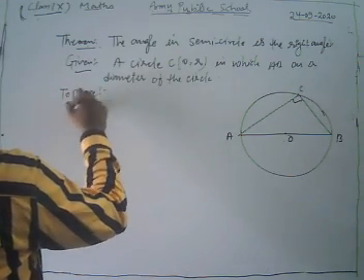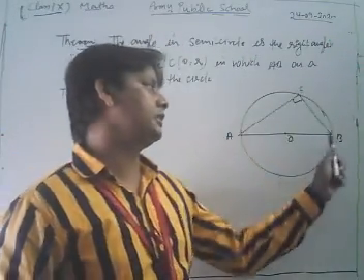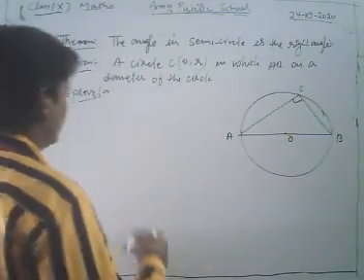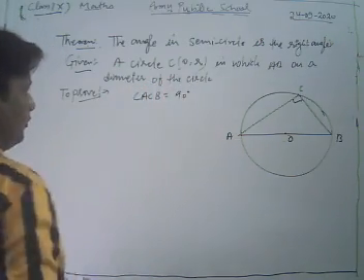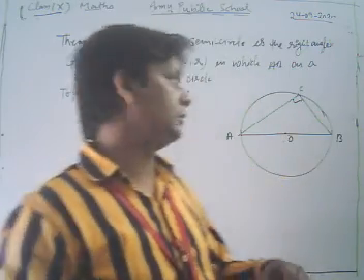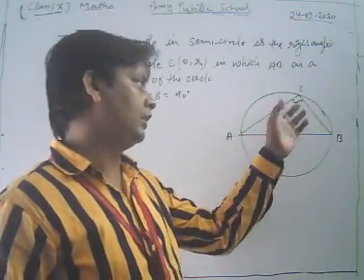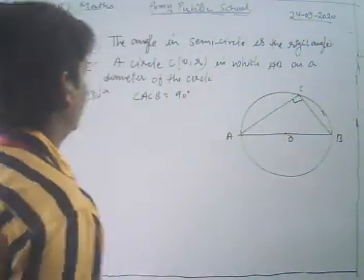What do I prove? We have to show that, dear student, angle ACB is equal to 90 degrees, because we have to show that the angle in a semicircle is a right angle. It means 90 degrees. So the angle in a semicircle is angle ACB. Now this is the proof.